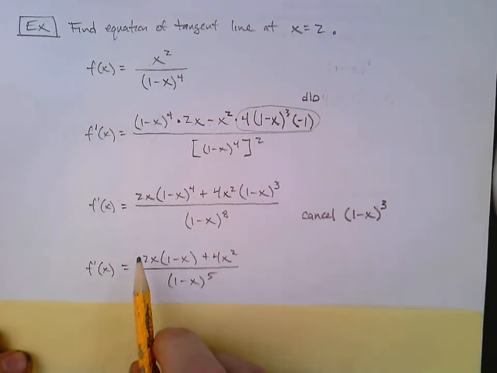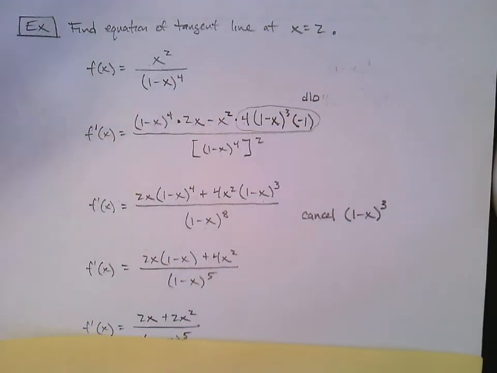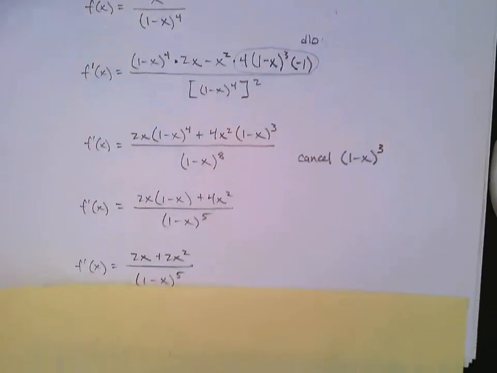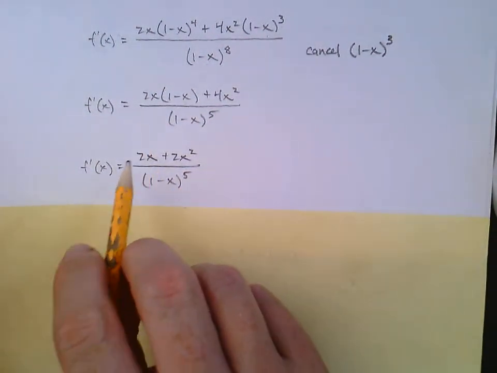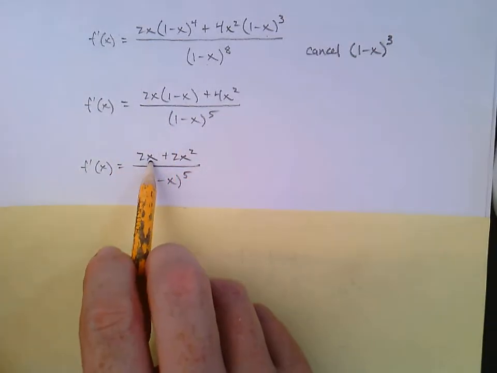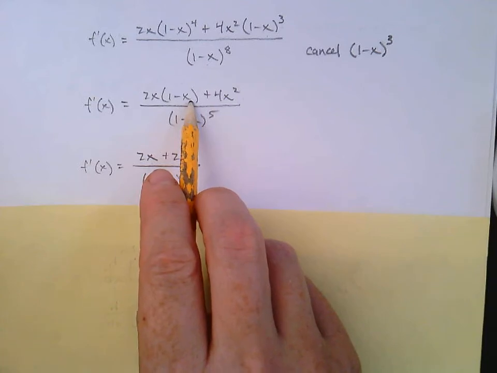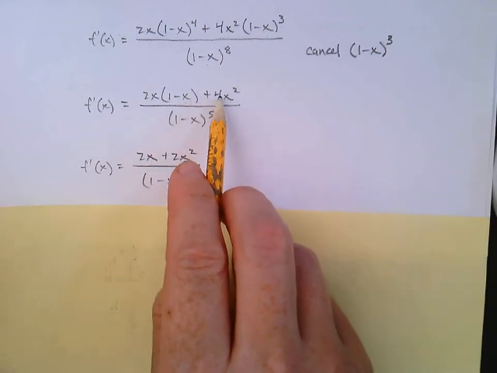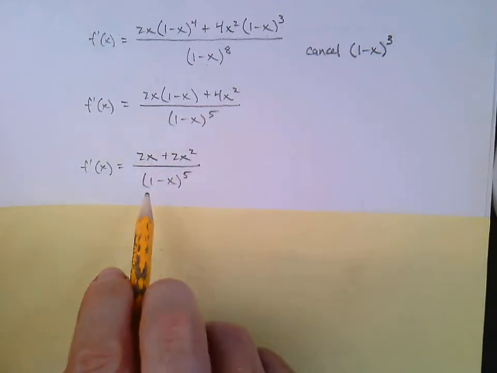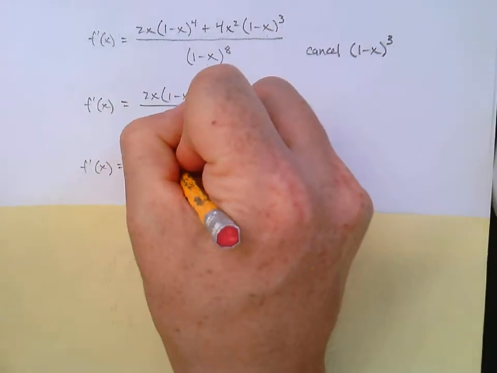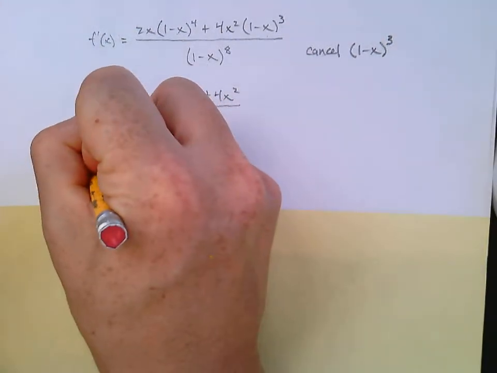And then we could even distribute that 2x and then combine some like terms, and we really get it down nice and simple right there. So let's see, how did this work? So 2x times 1 is the 2x. 2x times negative x, negative 2x squared. But then we're going to add 4x squared, so that gets us to positive 2x squared, and then our denominator is the same. Okay, so we got our simplified version of our derivative right there.